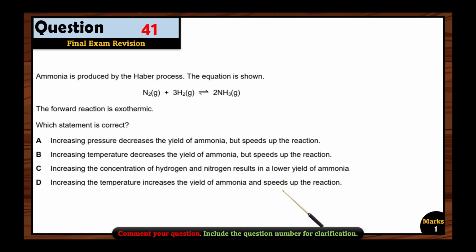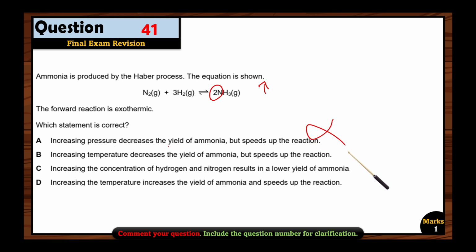Question 41. Ammonia is produced by the Haber process. The equation is shown. The forward reaction is exothermic. Which statement is correct? Increasing pressure decreases the yield of ammonia. So if we increase the pressure, it will favor the side that is less in number of moles, and ammonia is less in number. So increasing pressure will increase the yield of ammonia.